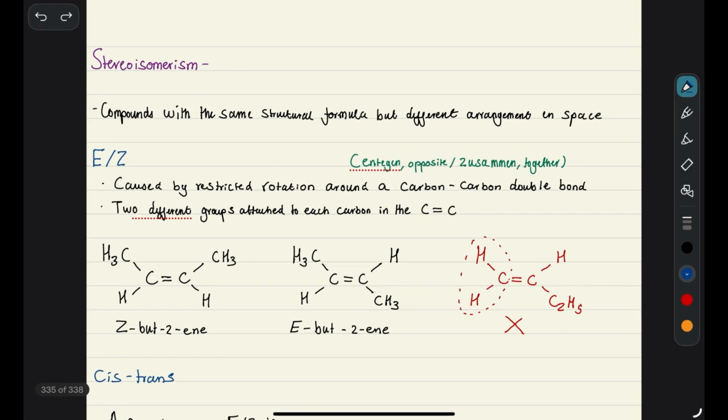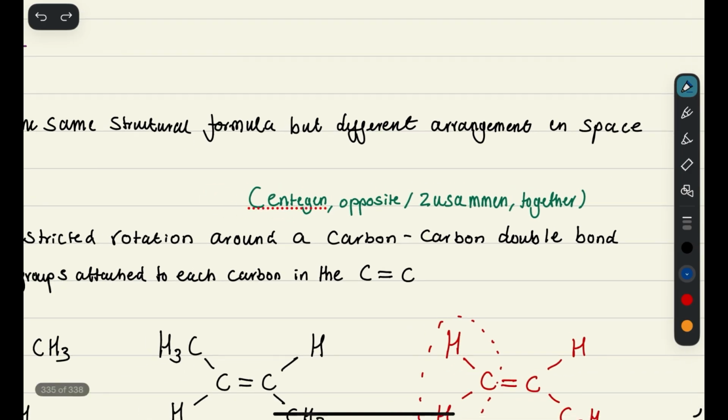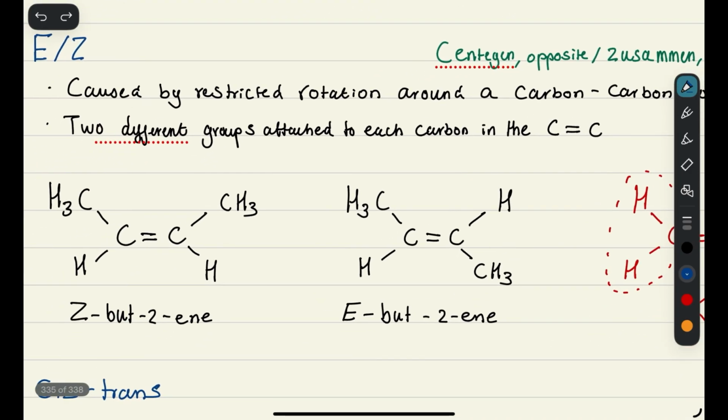So the first type we need to talk about is EZ. This is a type of stereoisomerism. And if you know German, this will be really useful. Entgegen is opposite. Zusammen is together. I didn't do German, so if I mess up the pronunciation, please do not slaughter me in the comments.